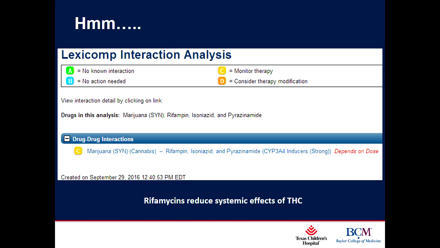And I put this slide in here just for Tony, because he does pharmacokinetic stuff. So it turns out there actually is an interaction between cannabis and rifampin. But fortunately, from our standpoint, it's simply that the rifamycins reduce the effect of the cannabis. So they're probably going to need to smoke more pot or use more edibles.